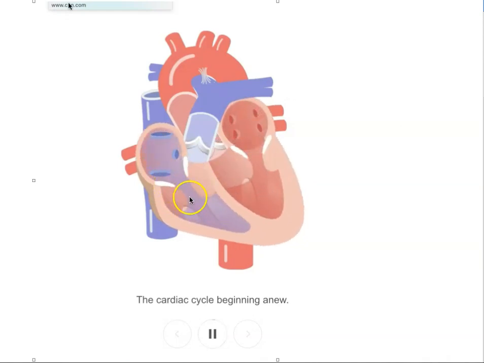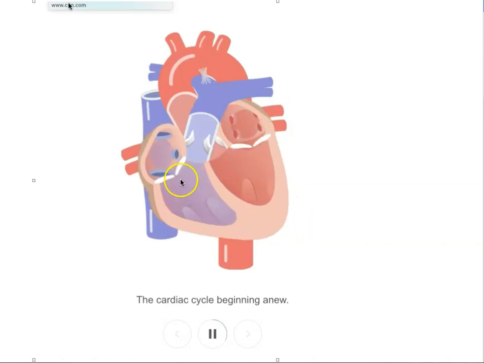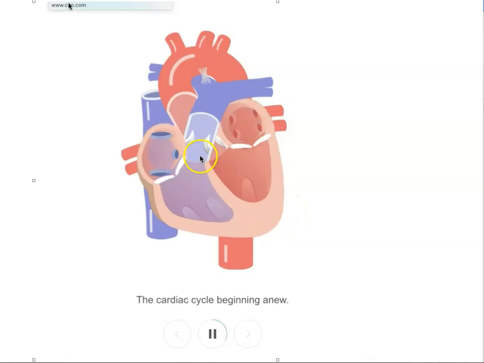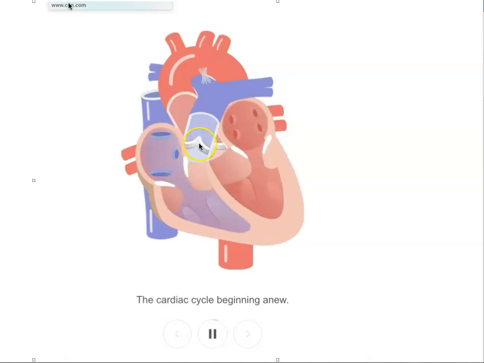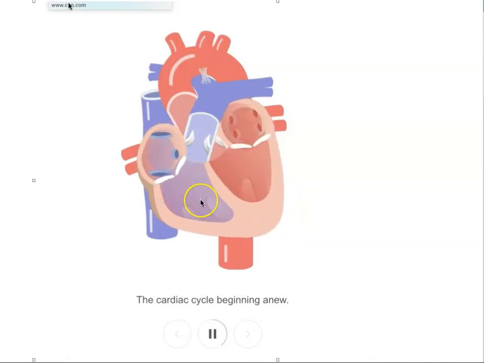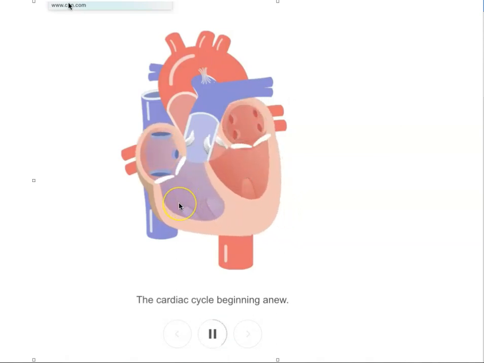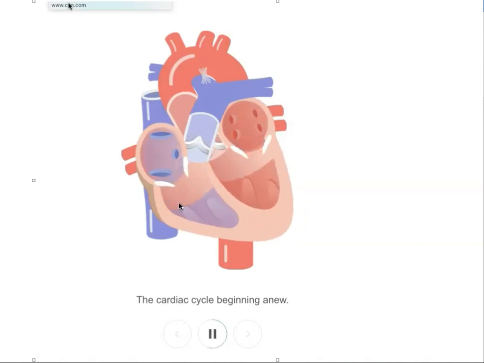During systole, AV valves close and semilunar valves open. And during diastole, the semilunar valves are closed. So this is systole, diastole, systole. Okay, there's how it goes. It's a little bit faster. That's normal how it goes. Just wanted to show you a little bit faster.